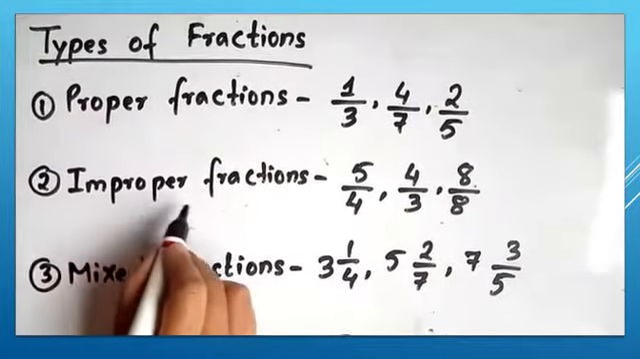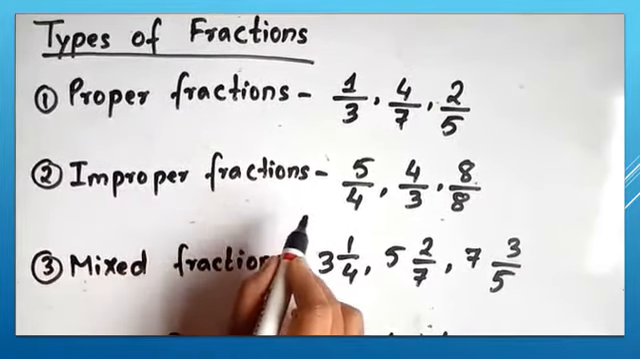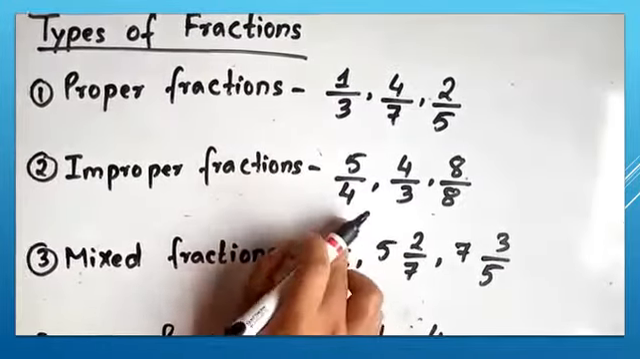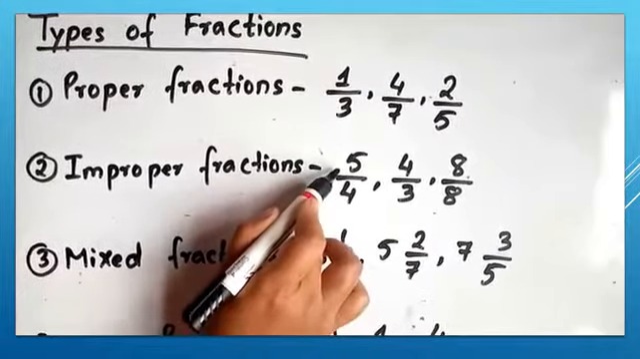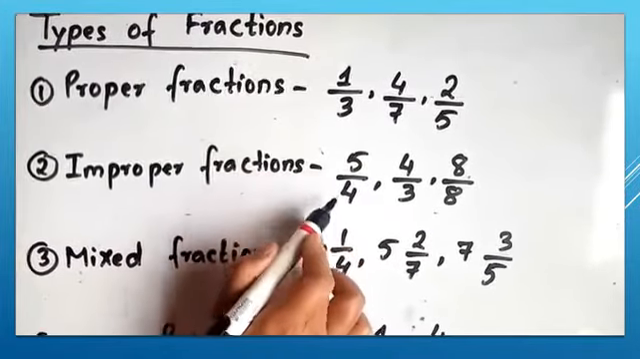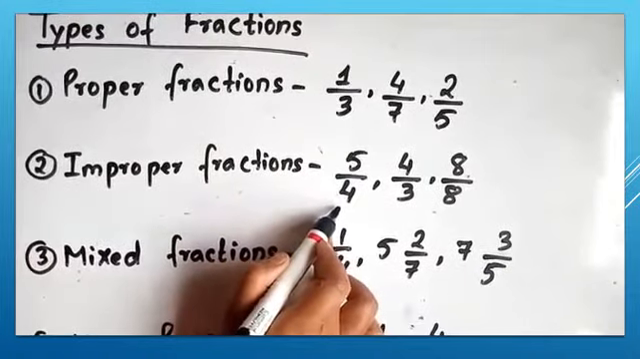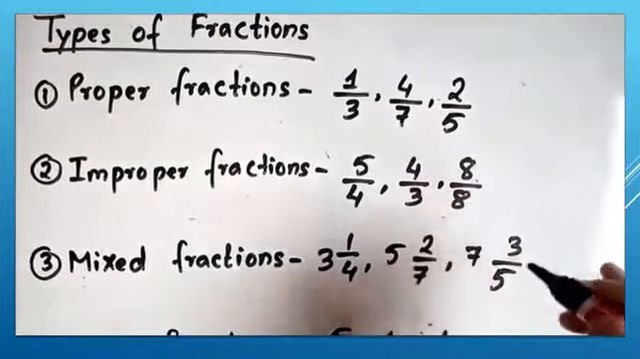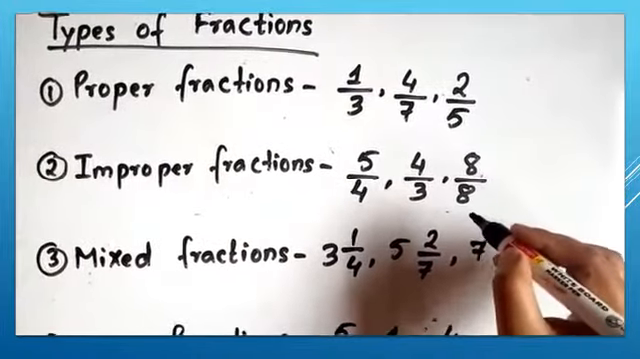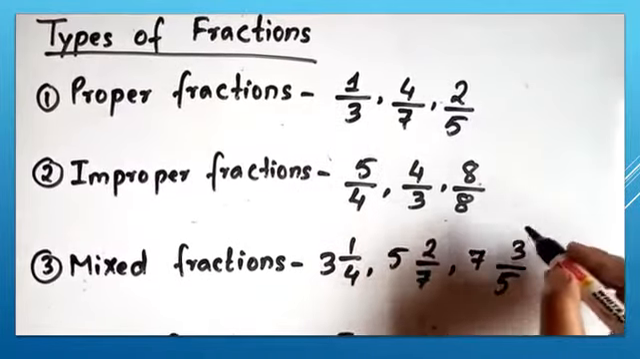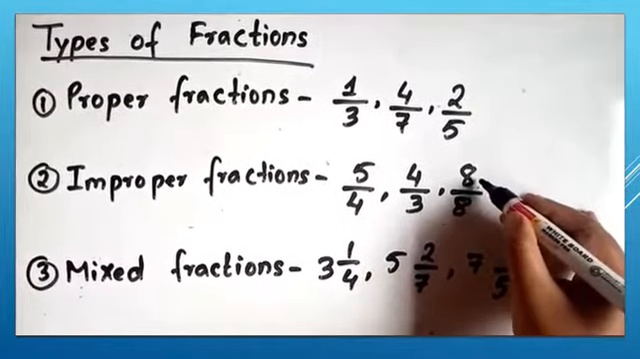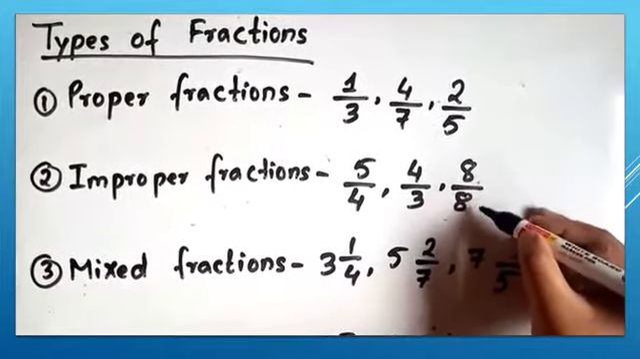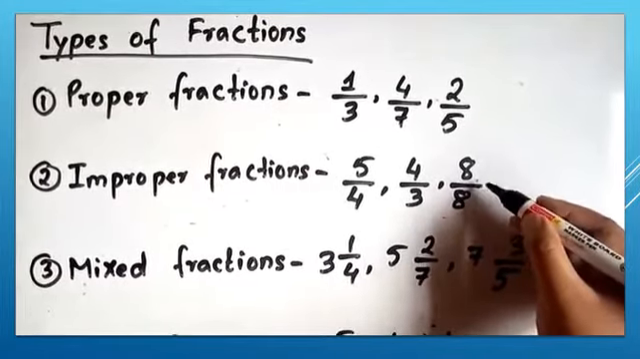Number 2 is improper fractions. In improper fractions, the numerator is greater and the denominator is lesser. You can see here 5, the numerator is greater, and the denominator is 4. So in improper fractions, the numerator is greater and the denominator is lesser. Or in an improper fraction, you can have equal numerator and denominator, like this example, 8 and 8. This is an improper fraction.